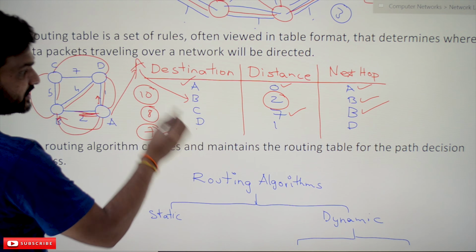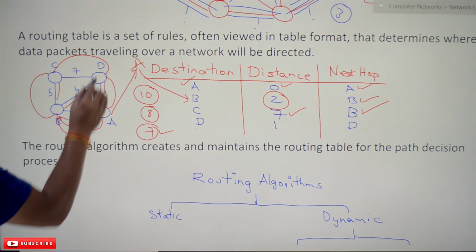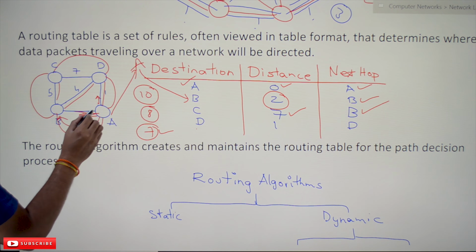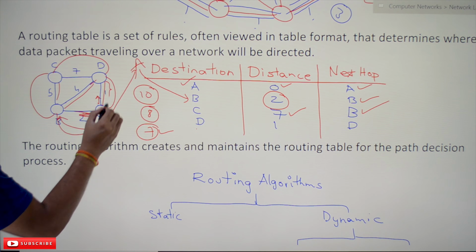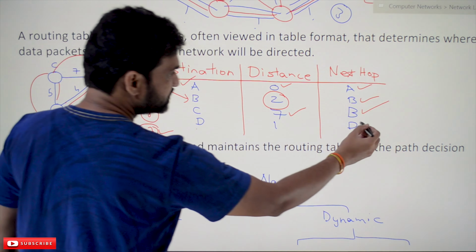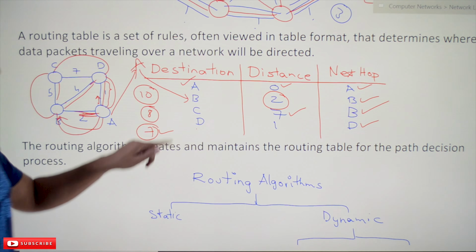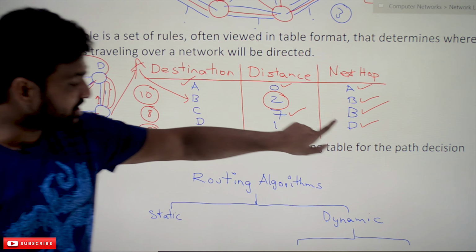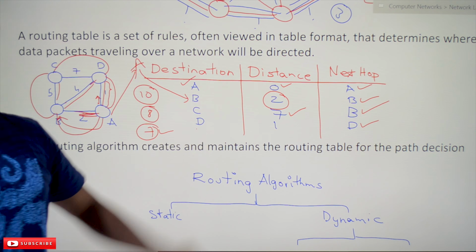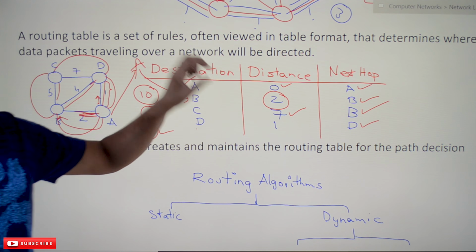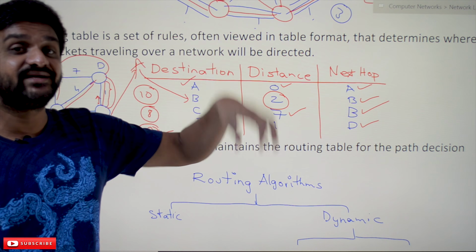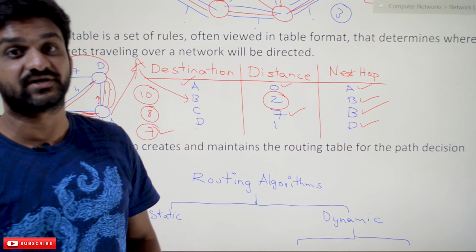Similarly, in order to transmit from A to D, we can go either this way or this way, but the best path is this one. So in order to transmit from A to D, the next hop is going to be D and the distance is 1. This is what we call a routing table, and this table is maintained in each and every router.